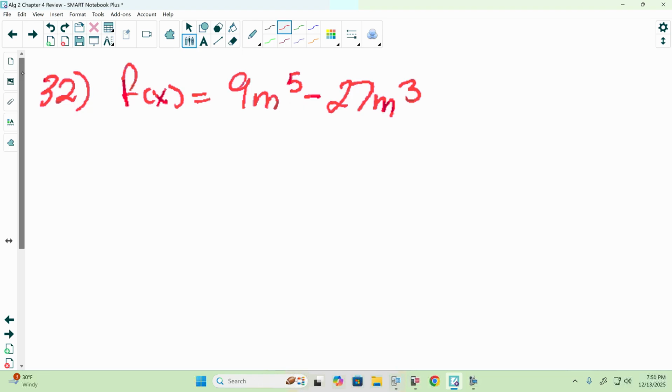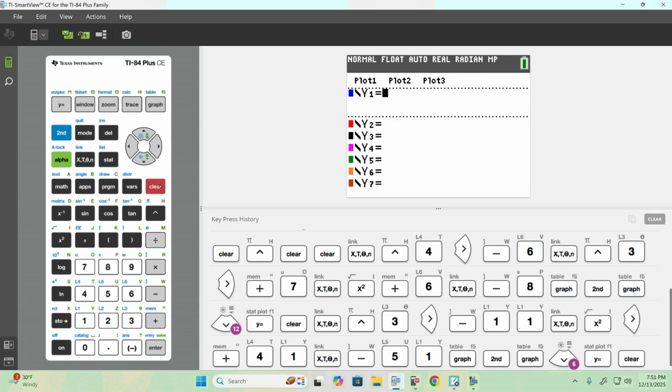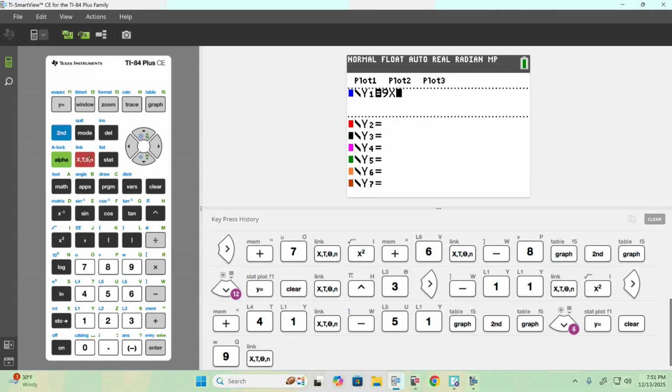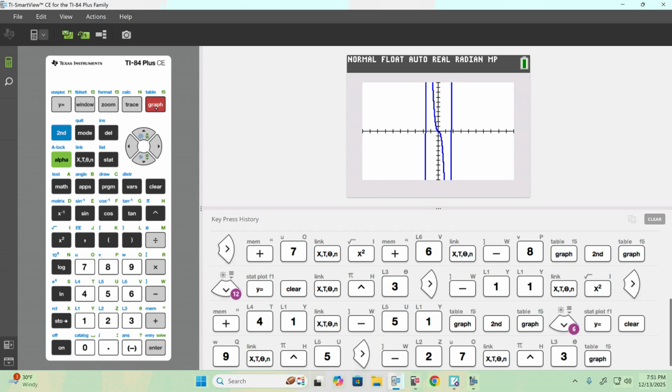9m to the fifth minus 27m cubed. There are going to be 5 solutions, and funny enough, 0 is going to show up a lot. Now we can graph this. 9x to the fifth minus 27x to the third. Graph. Now we see it does cross at 2 places, and then it crosses at 0.